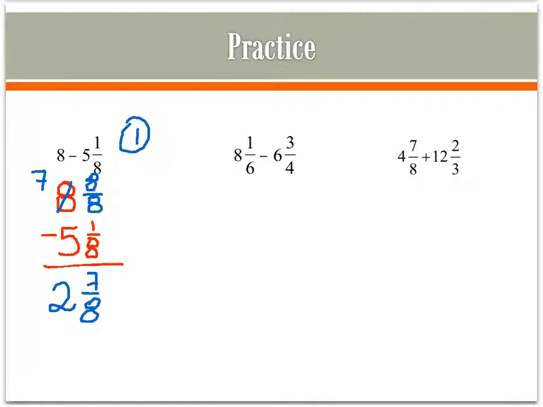I'll look to simplify, and I know, hey, I need to divide by the greatest common factor. Well, the only factor that 7 and 8 have in common is 1. So I know then that that's in simplest form. So 2 and 7/8 is my answer.